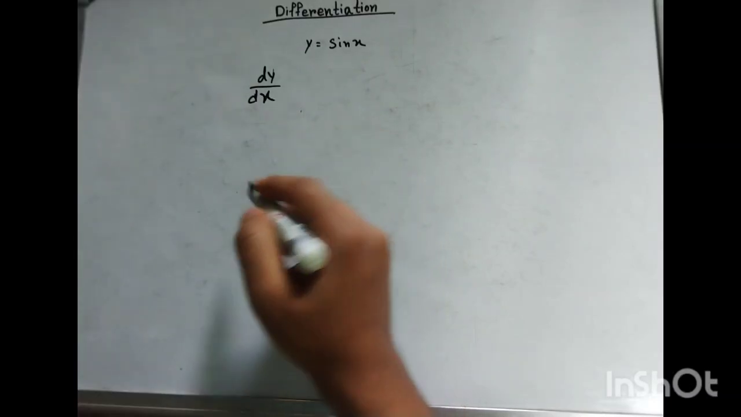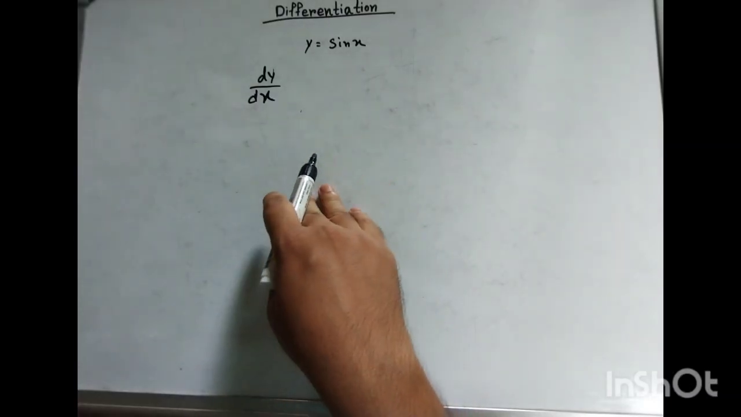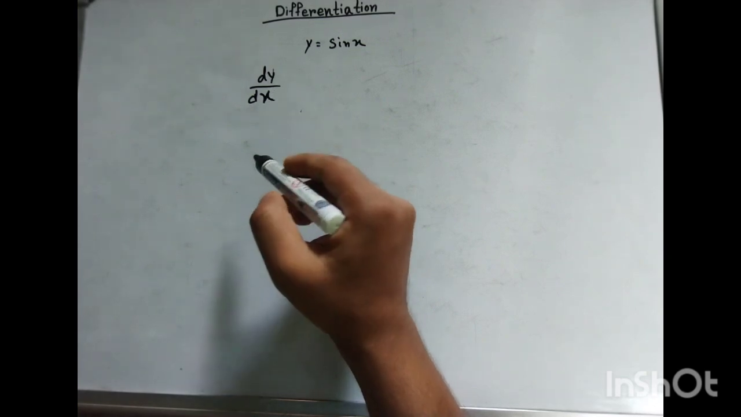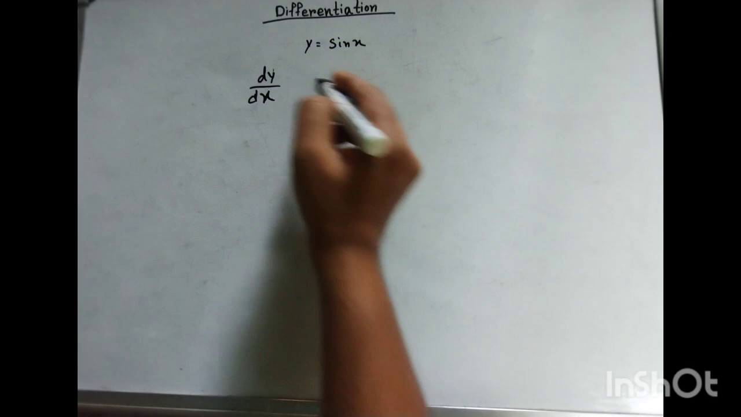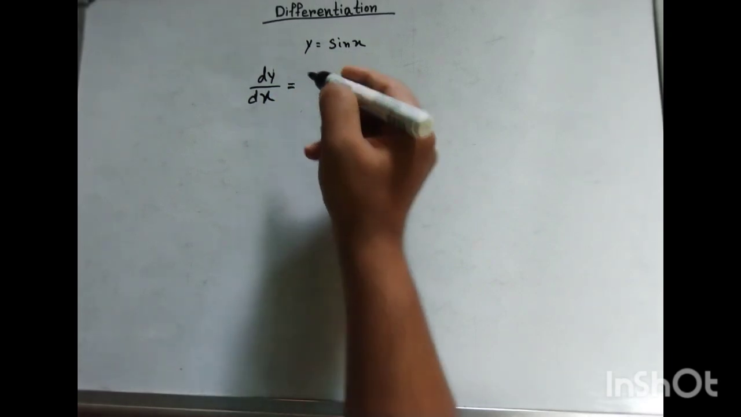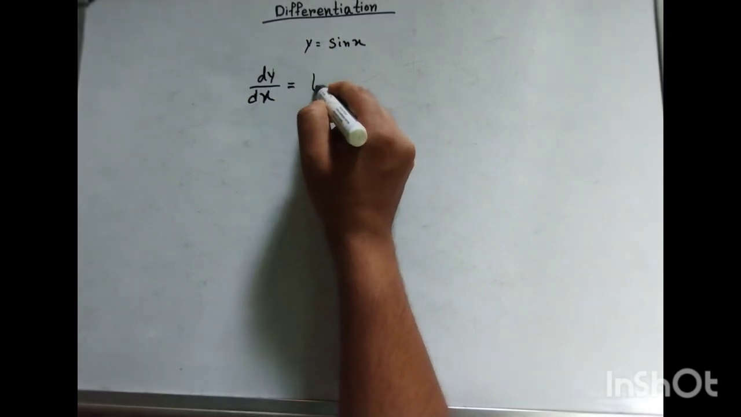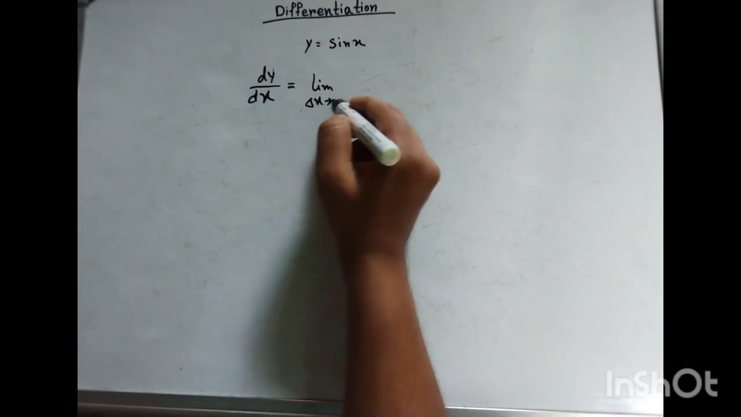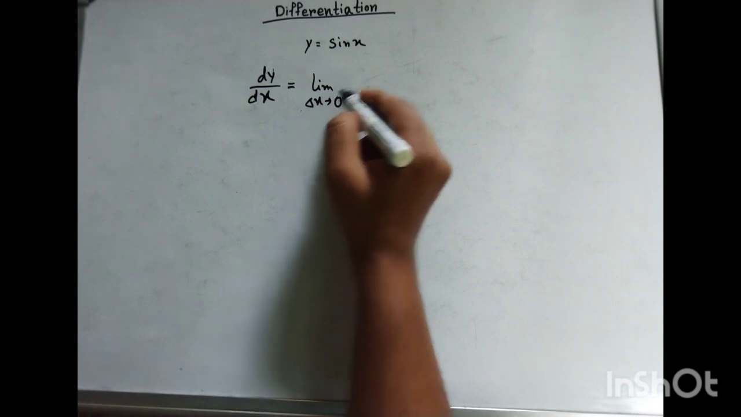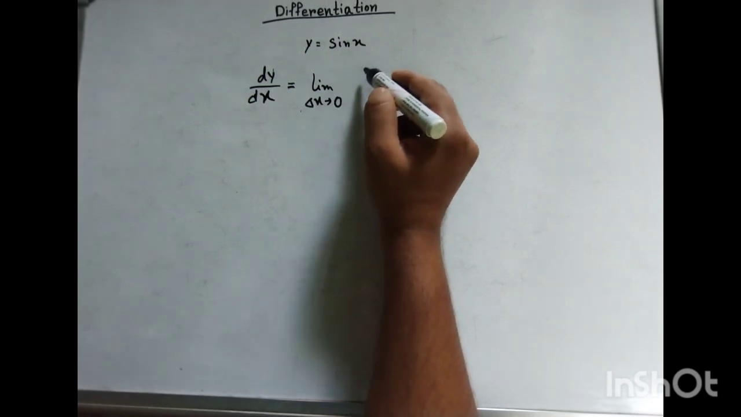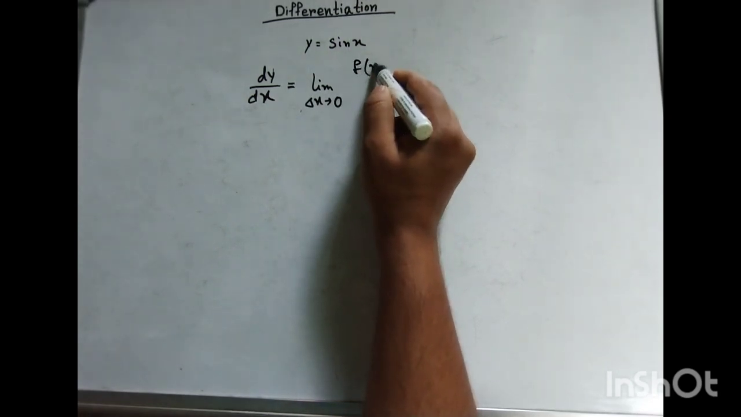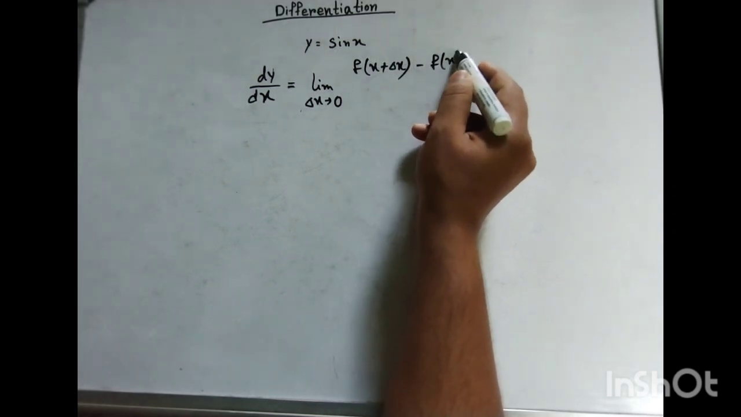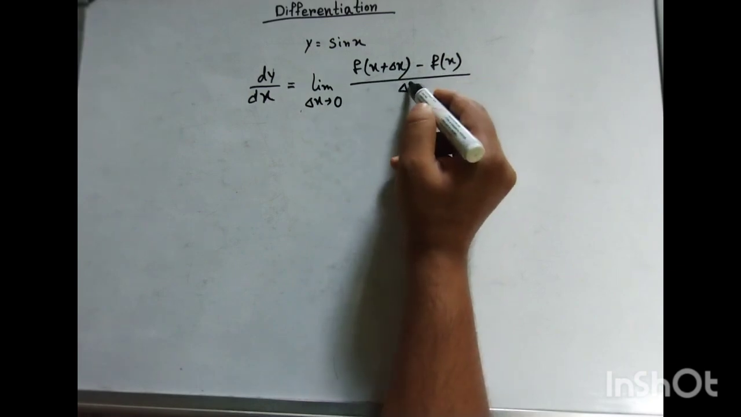Okay, let's see another example. Here y equal to sin x, we have to find a derivative of sin x with respect to x. What will be that? According to the definition of derivative, we need to find limit delta x, delta x means slight change of x, delta x tends to 0, of f of x plus delta x minus f of x by delta x.